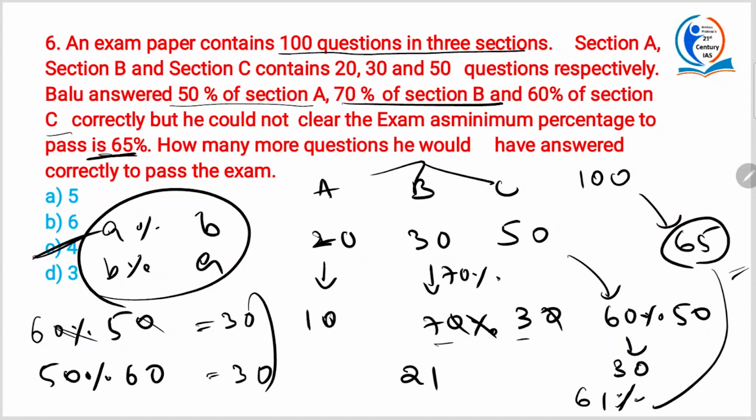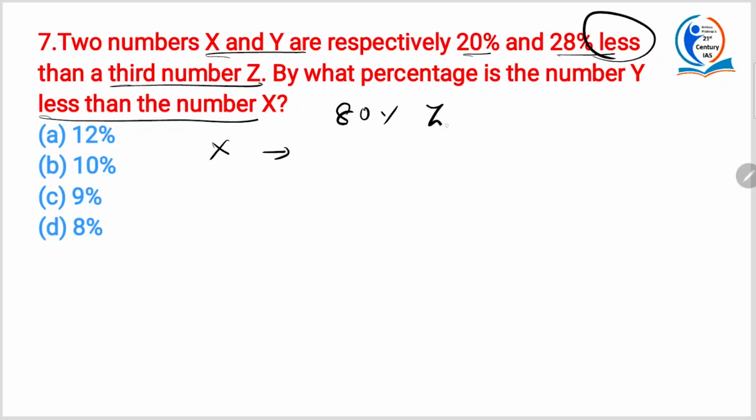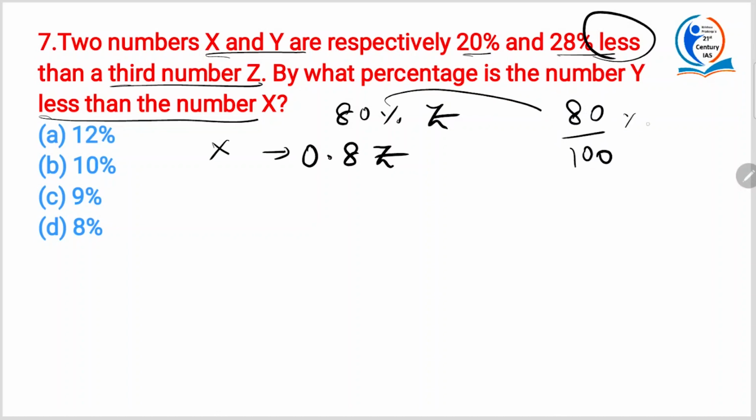Okay. So percentages are fun if you understand clearly. Alright. Two numbers x and y are respectively 20% and 28% less than the third number. Yeah, less than the third number. Okay. By what percentage is the number y less than number x? Okay. So x is 20% less than z, which means it is 80% of z. It is 80% of z. Now 80% of z, how can I write? I will write it as 0.8 times of z. Okay, why? Because 80% of z means 80 by 100 into z, no? So it is 0.8 of z.